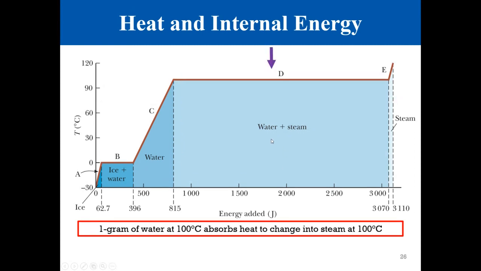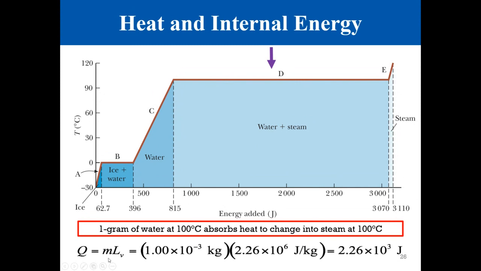We continue now with process D. Water and steam now coexist at 100 degrees. So we need to calculate the energy needed to convert 1 gram at 100 degrees Celsius from liquid phase into steam phase. We use the equation for the latent heat, Q equals mL_V. This is the mass, and this is the latent heat of vaporization. So the energy needed to convert from liquid phase to steam phase is 2.26 by 10 to the power 3 joules.